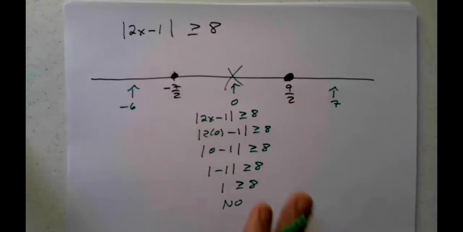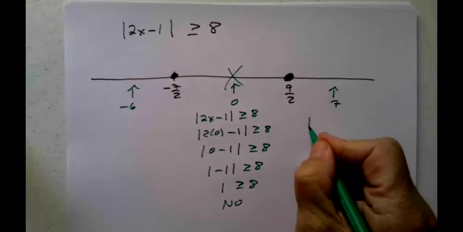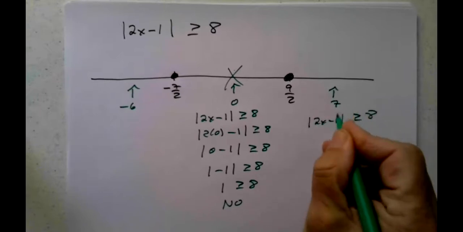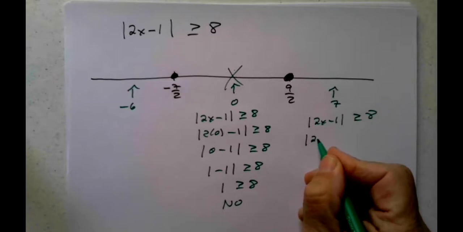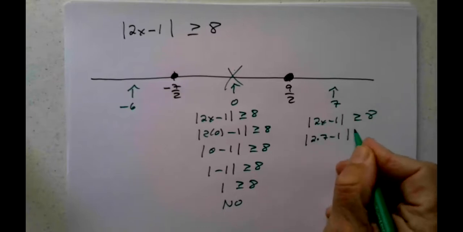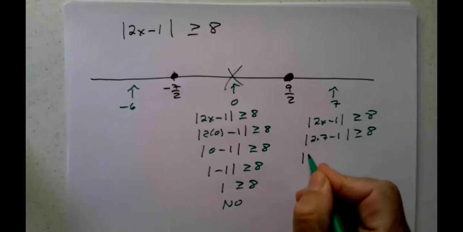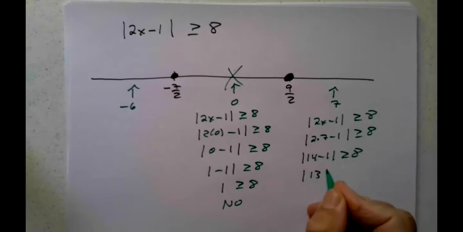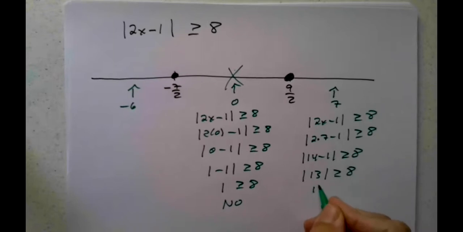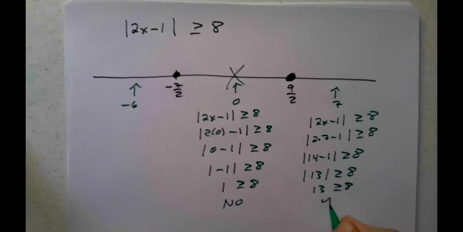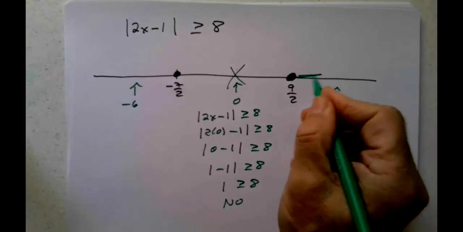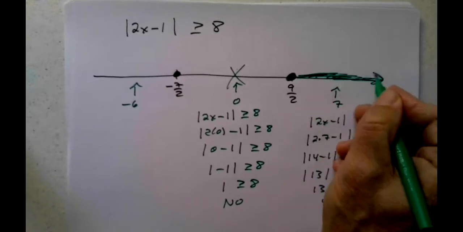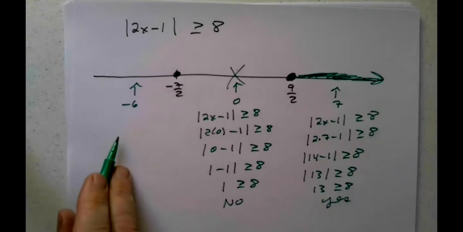Now let's jump to 7. Again, absolute 2x minus 1 greater or equal to 8. Let's plug 7 in. 2 times 7 minus 1, is that greater or equal to 8? Absolute 14 minus 1, is that greater or equal to 8? Is absolute 13 greater or equal to 8? Is 13 greater or equal to 8? That's yes. So I will shade here, going that way. And then finally we have negative 6.